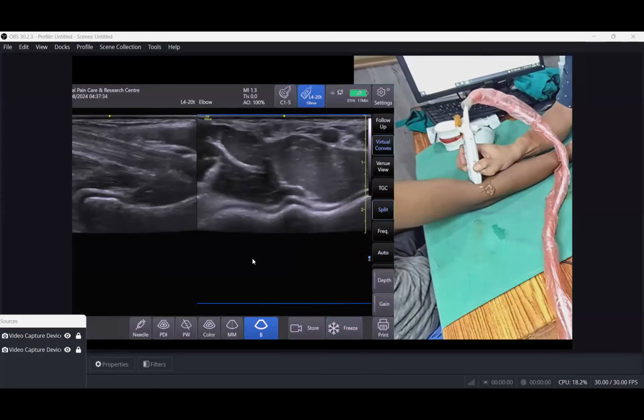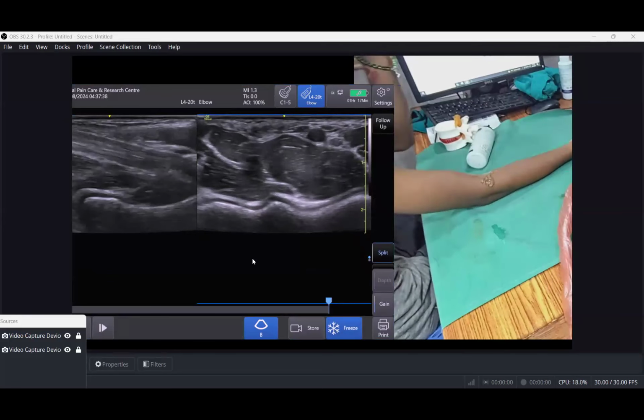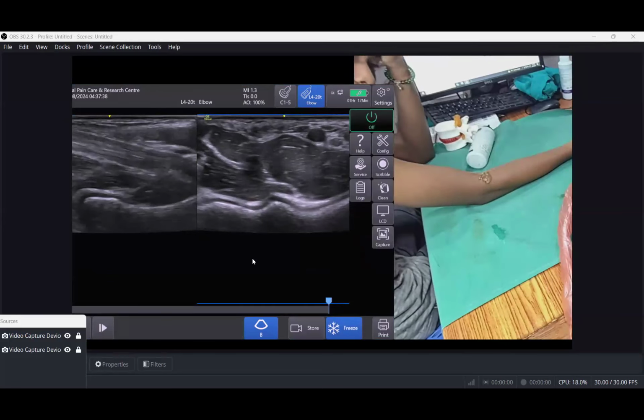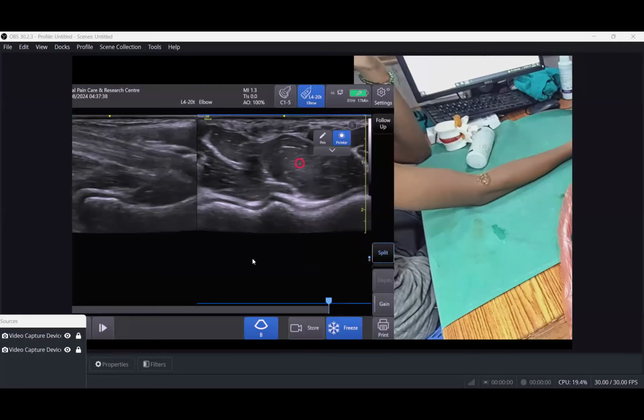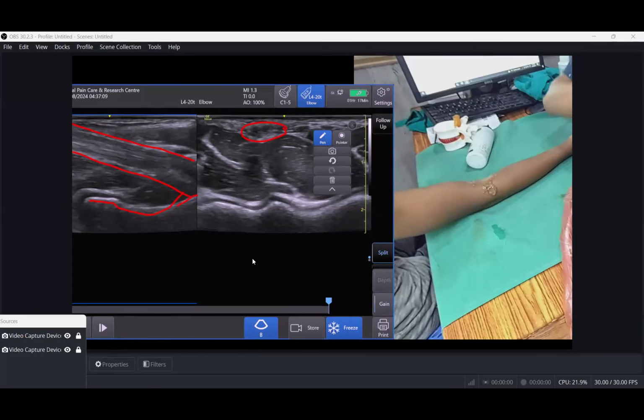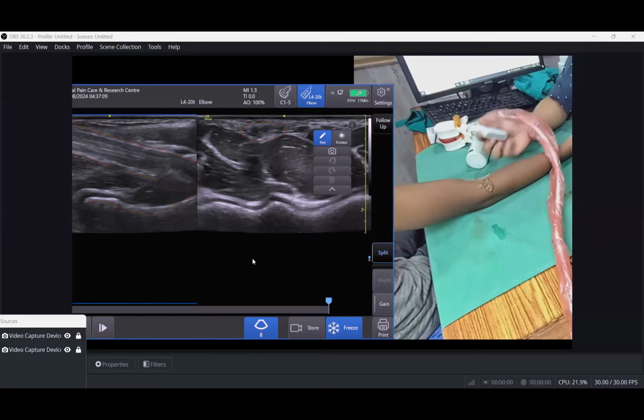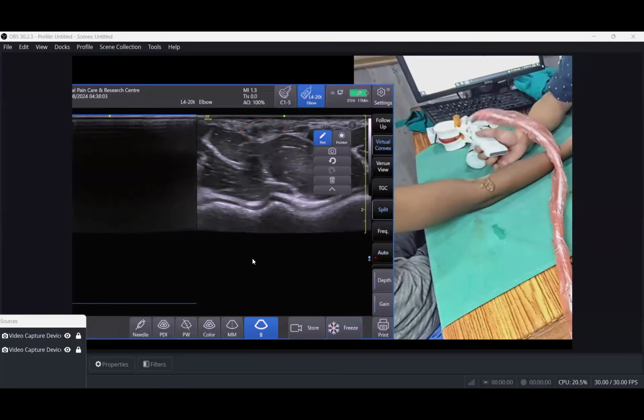Okay, here you can nicely see the short axis view of the biceps. So this one is the long axis view of the biceps tendon getting attached to the radial tubercle. You can nicely appreciate the radius, and this one is the short axis view of the biceps tendon. Okay, so now coming to the more important part, that is the lateral aspect of the elbow joint.